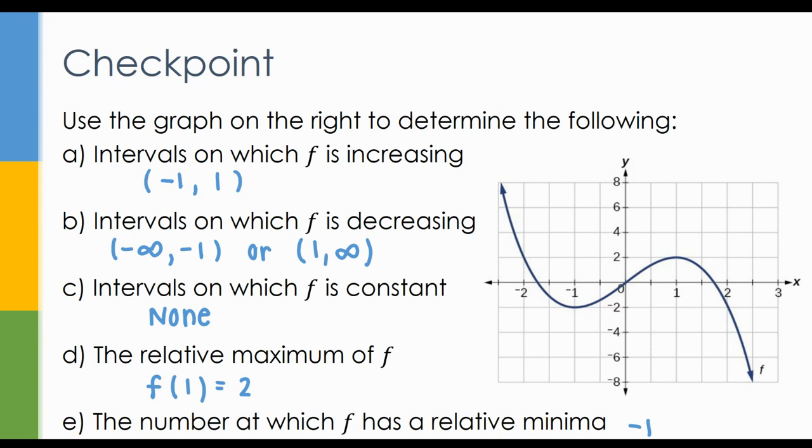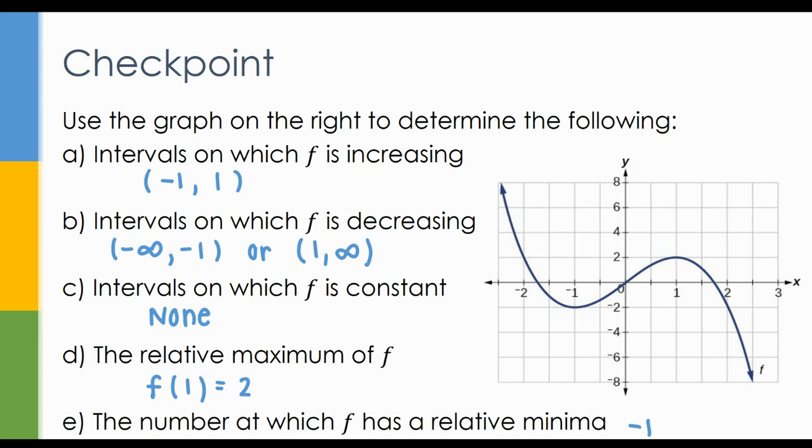Okay, so the relative maximum of f. So where do I have the highest points? Well, that happens to be at 1. And what is that value? Well, that's when y is 2. So f of 1 equals 2 would be that relative maximum.